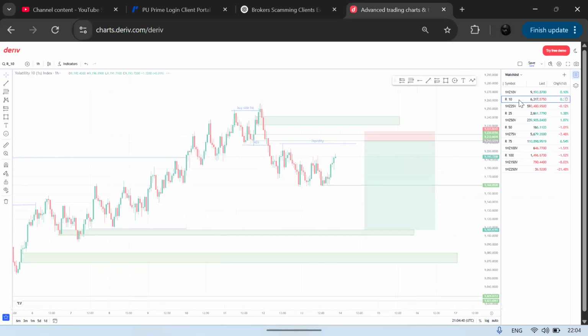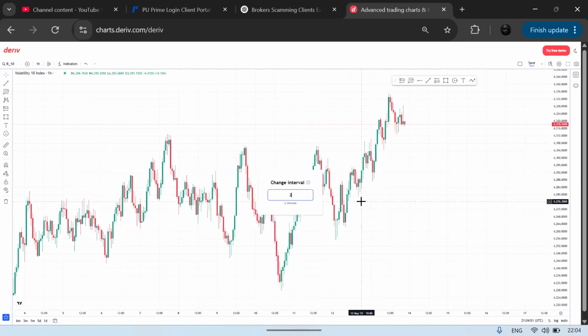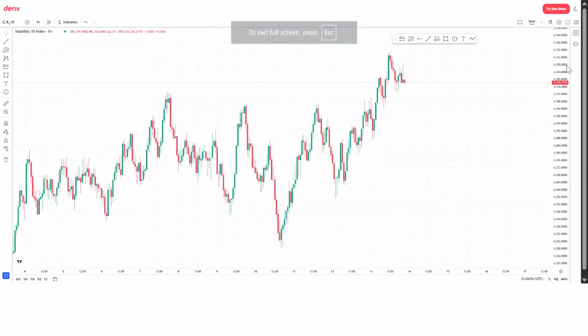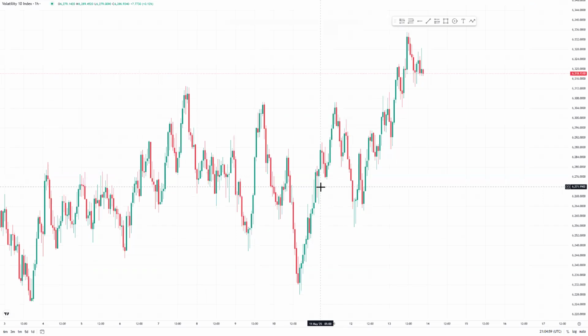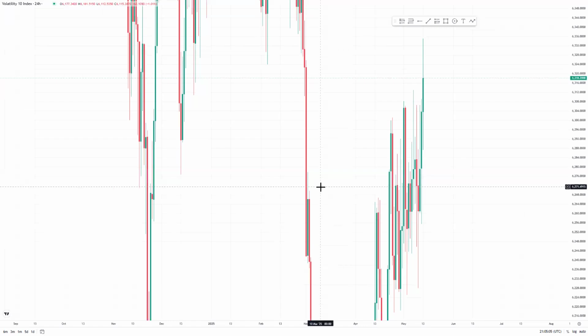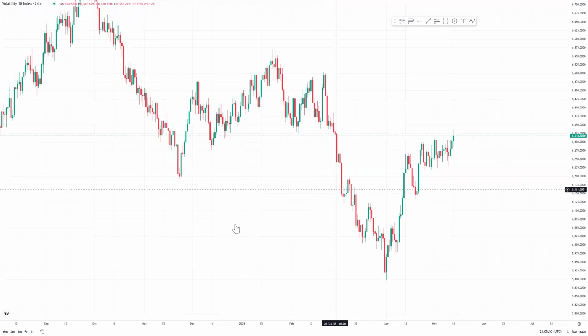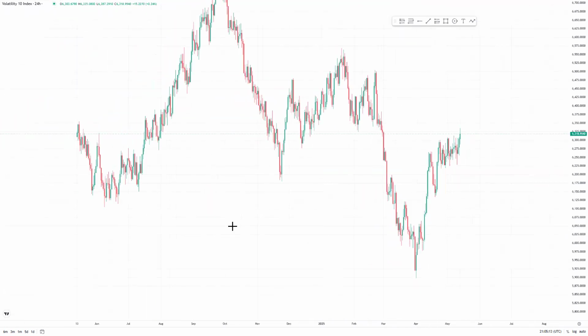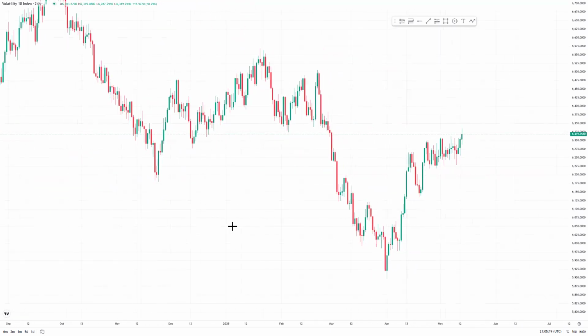This is V10. Let me go to V10. Maybe I can see something. Okay, on Volatility 10, let me see the 24 hours time frame. Let me make this chart bolder. Okay, on the 24 hours time frame, price has been bullish. Maybe on review you will not be able to backtest for long. That's one thing about their charts, you'll not be able to backtest for long.